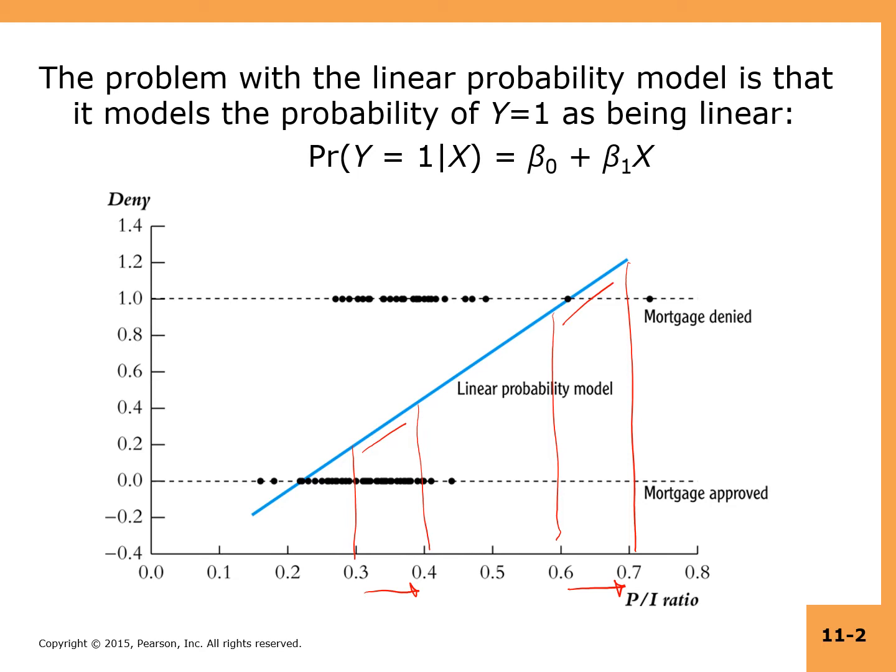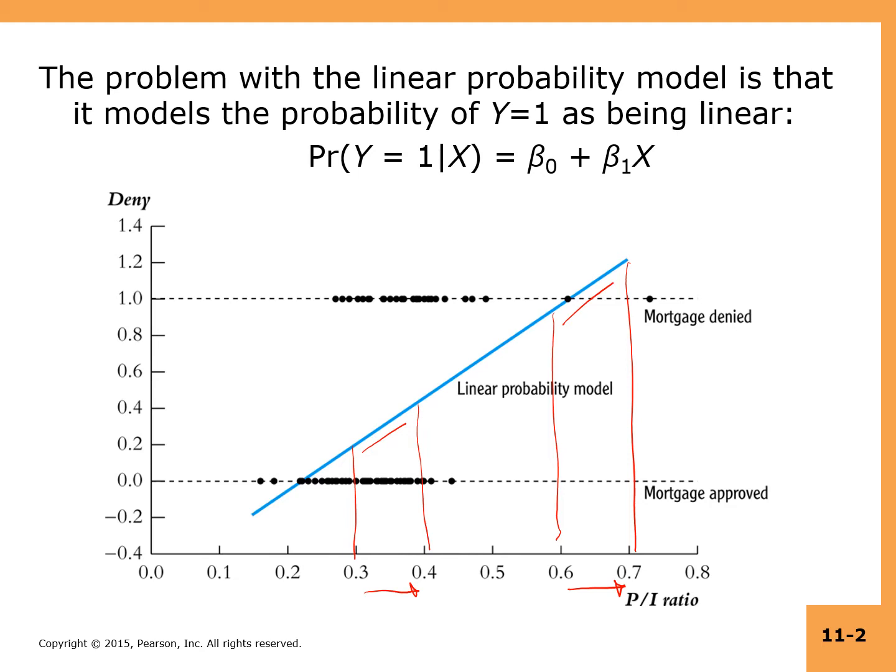In our case of modeling denial rate based on PI ratio, the denial rate probably increases little when your PI ratio is already really high compared to when the PI ratio is pretty low.